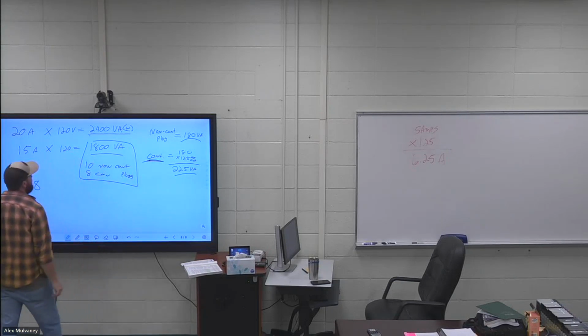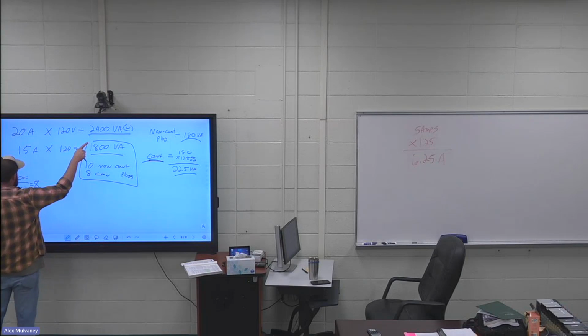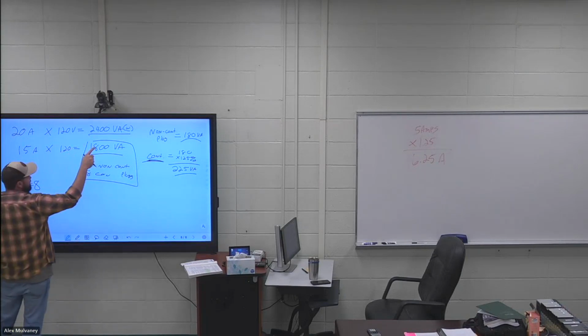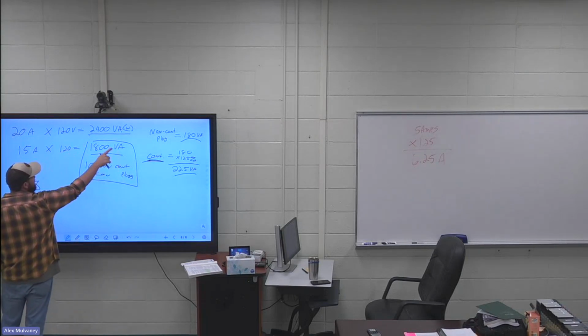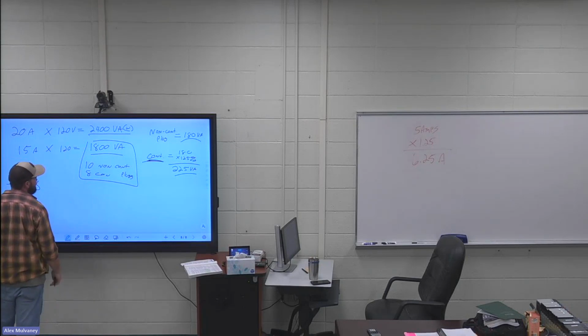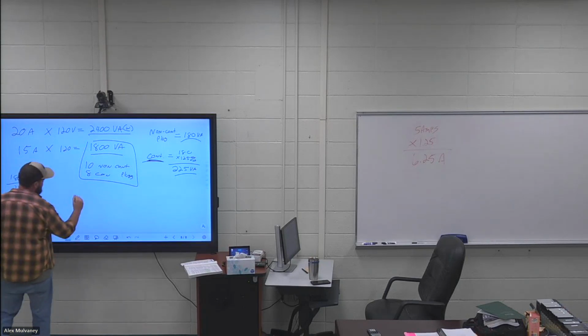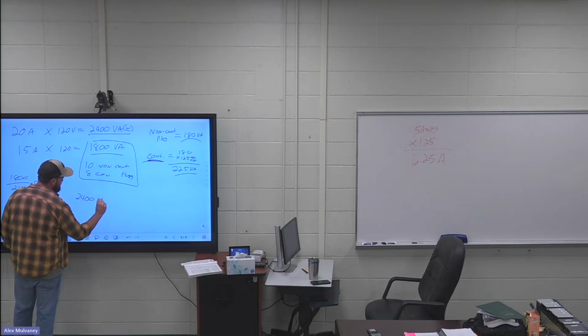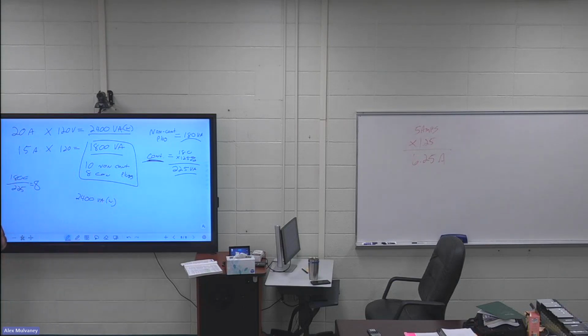Right? If I had a 20 amp breaker, how many non-continuous plugs can I put on a 20 amp breaker? 13.3. What's the math you got to get there? 2,400 divided by 180. And that gives me what? 13.3. So how many plugs is that? 13. Can't have 0.3 of a plug, right?